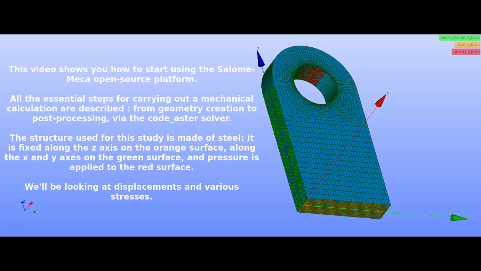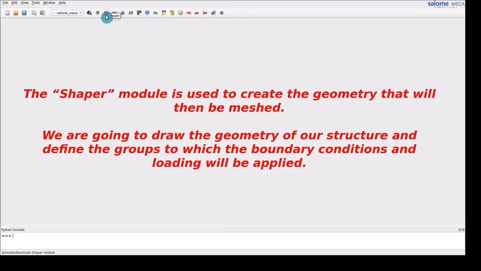In this video, we'll demonstrate how to perform a mechanical calculation using the Salome Meca open source platform. The Shaper module is used to create the geometry. Its documentation is available in the Help section.